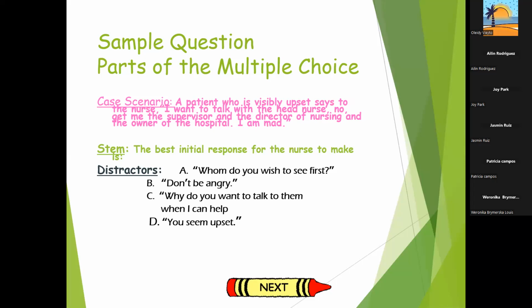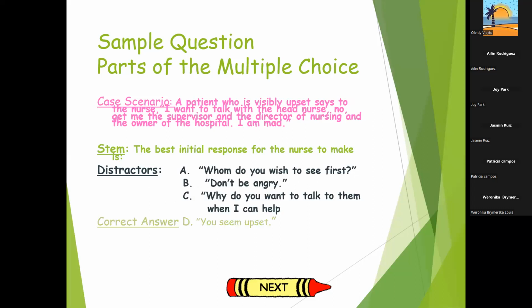Okay, I'm seeing a lot of A's. Okay, so this is critically important. This is part of test taking strategy. Okay, so we're going to go through this together. The correct answer is actually D.